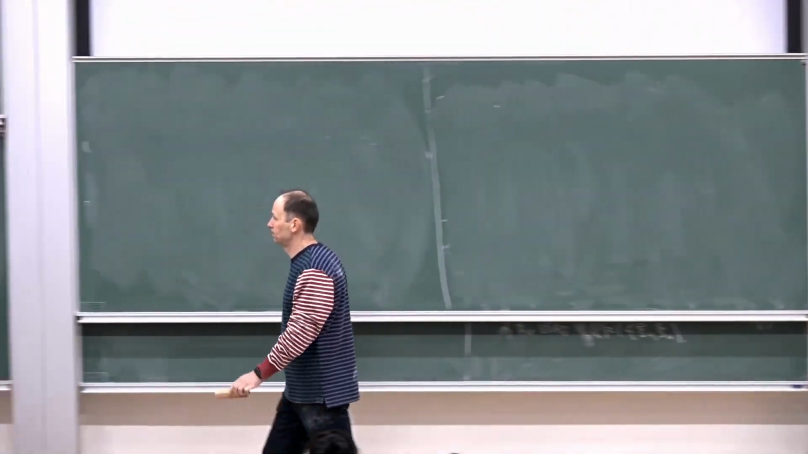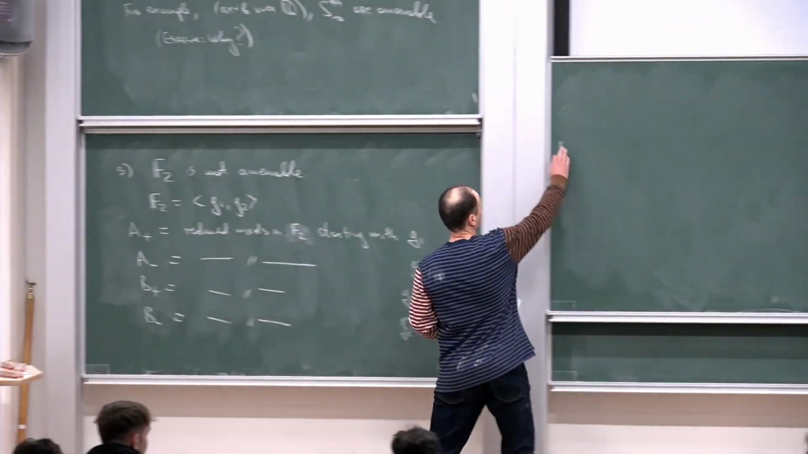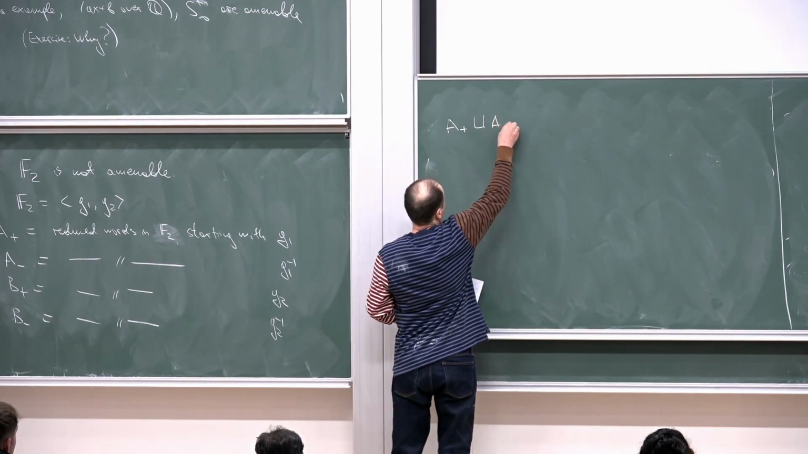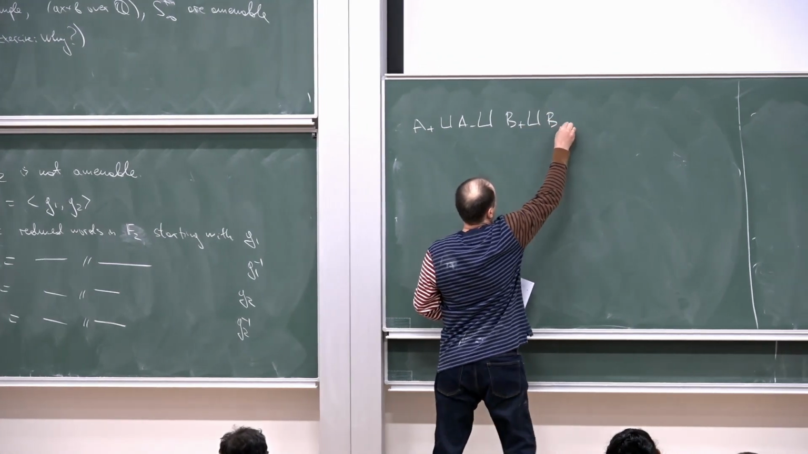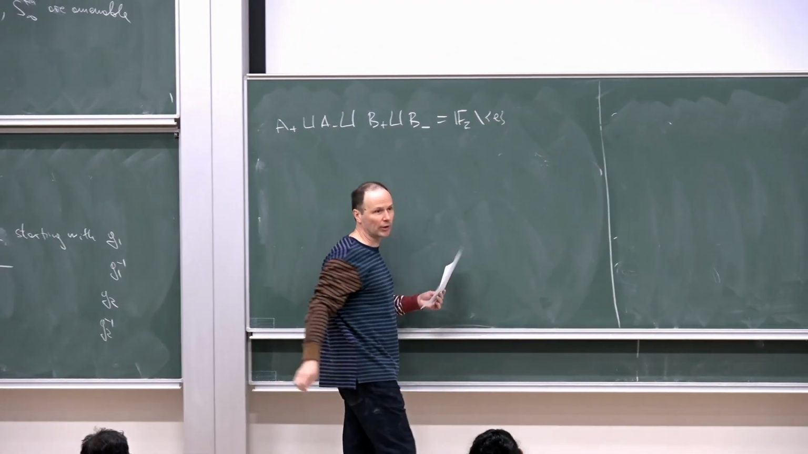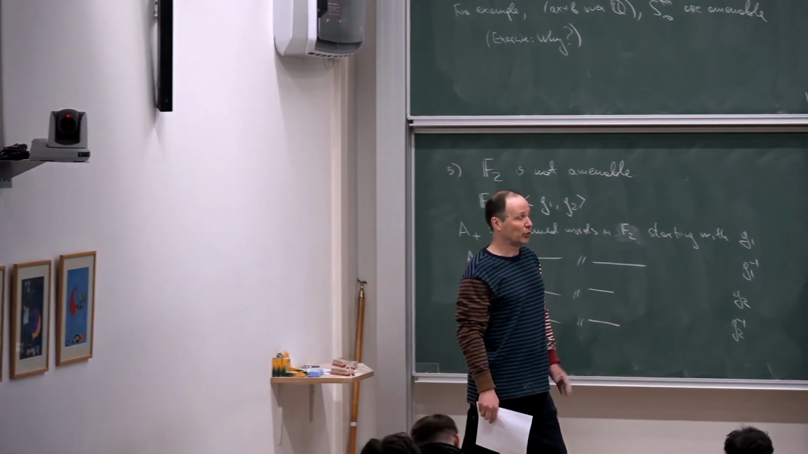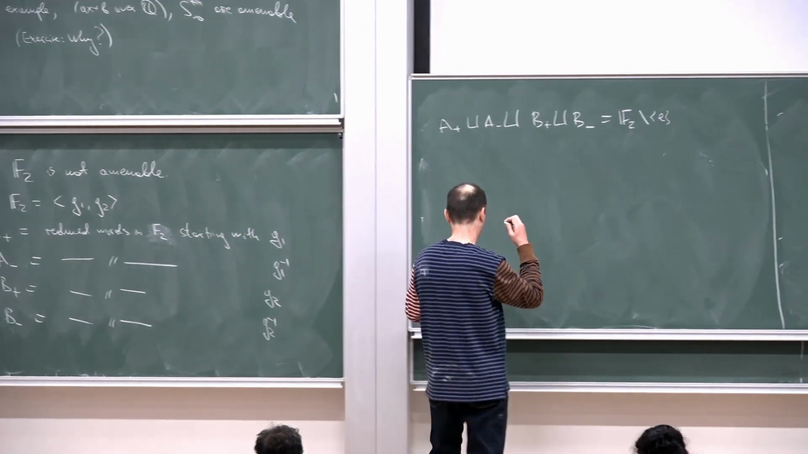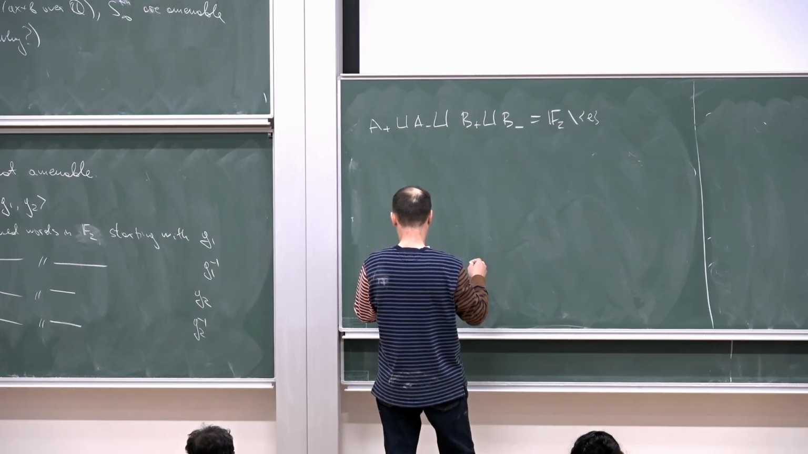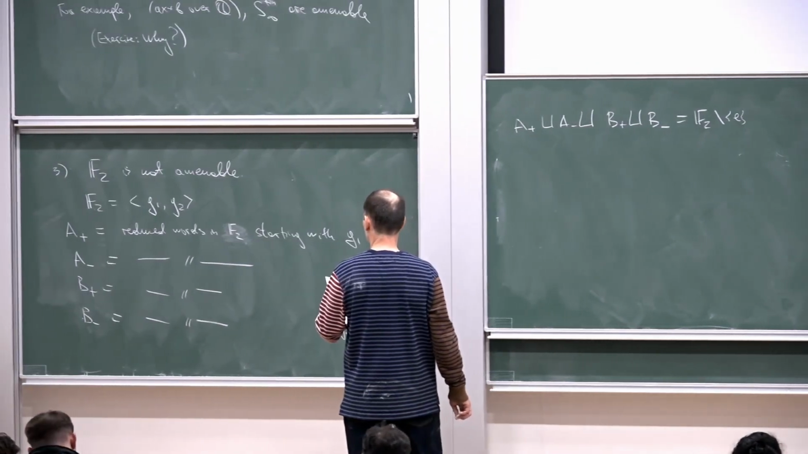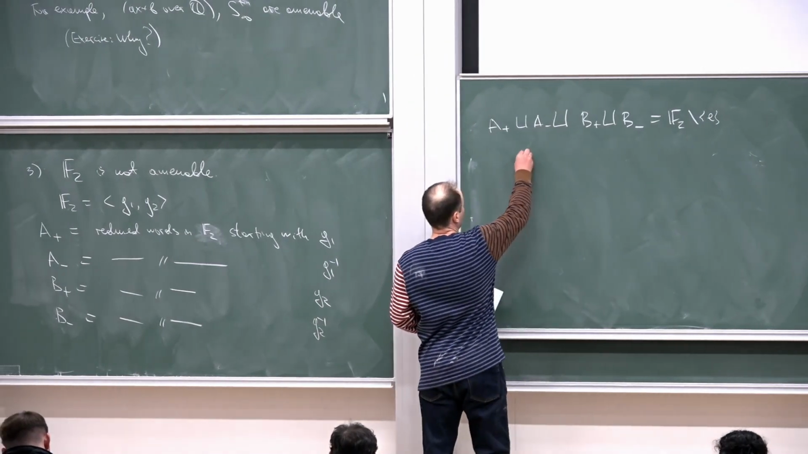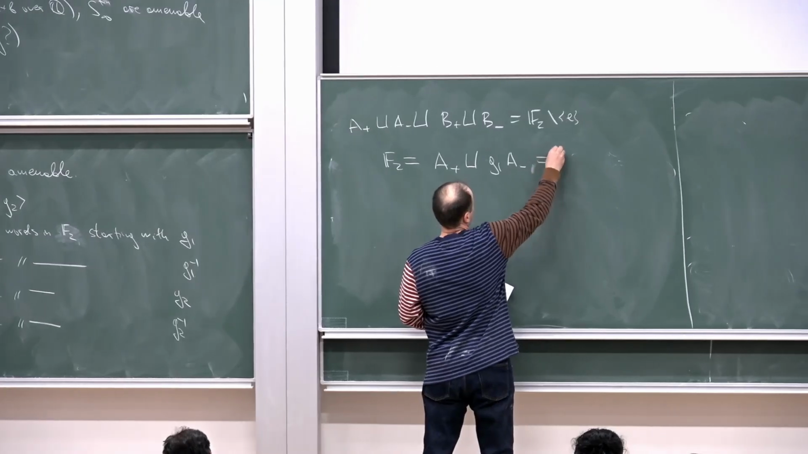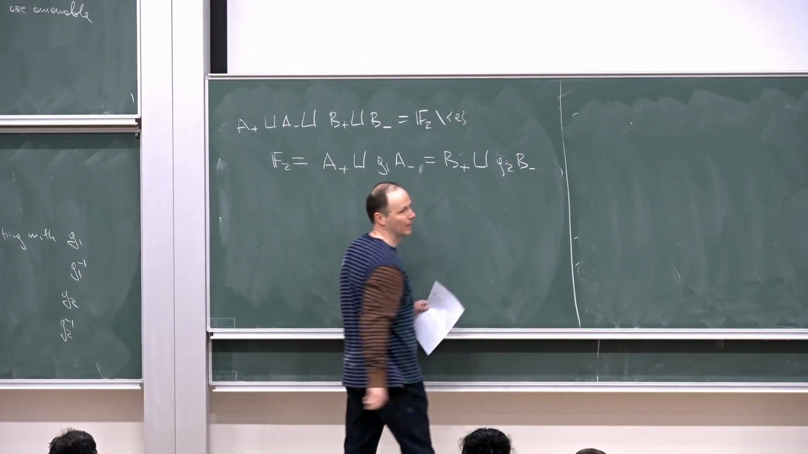So what can we say about these sets? All the sets do not intersect, right? And the disjoint union of all the sets is the entire group minus the identity element. This is the only point which is not in any of these sets. But you can also decompose it in a different way. The entire space F2 is also the union of A plus with G1 A minus, and also the union of B plus with G2 B minus.